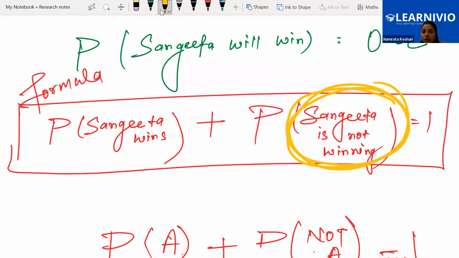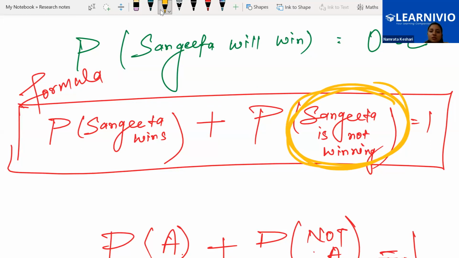If Sangeeta is not going to win the match, then who will win the match? Reshma is going to win. Okay. Me and Aisha are playing a tennis match. If I am going to lose the match, who will win the match? Aisha will win the match.